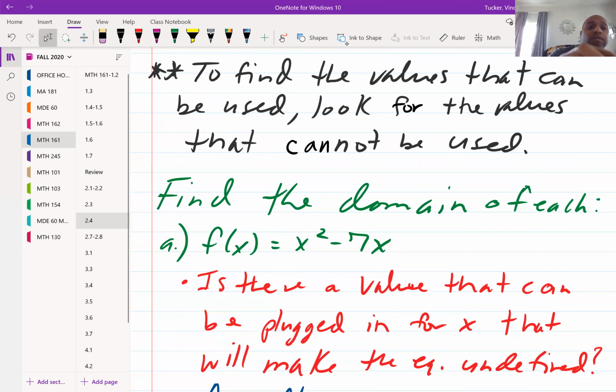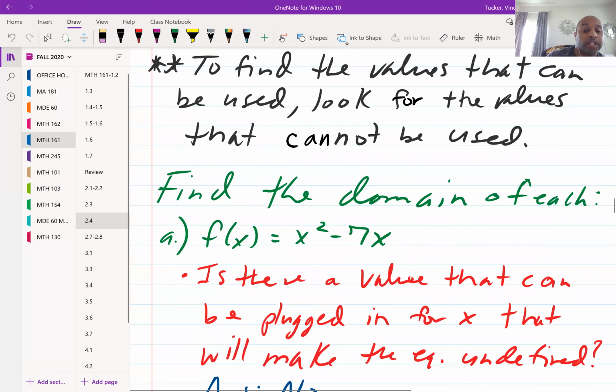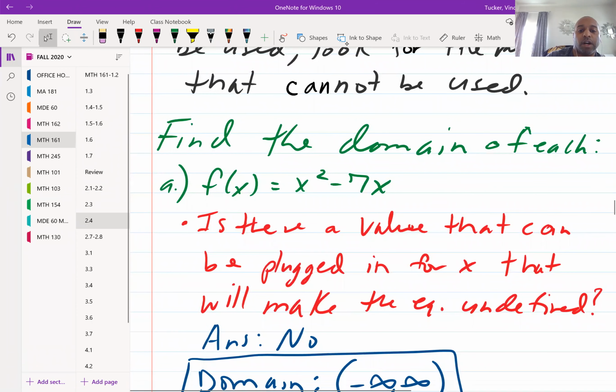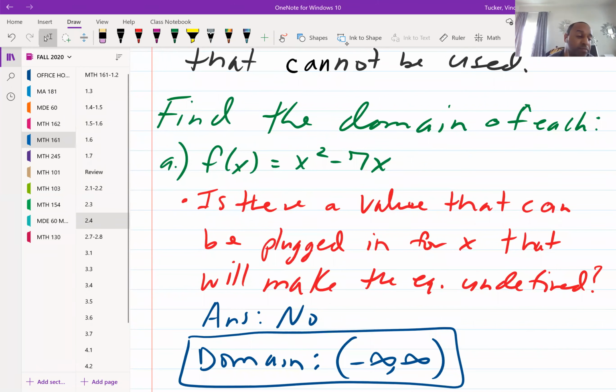In other words, once again, you're looking at this function to say, is there ever a situation where I can plug something into x and make it undefined? Is there anything that can make a quadratic equation, a parabola, undefined? So the answer is no. And like I said, you'll see in the next one what I mean by a pre-existing condition. So the domain is anything. You can plug in anything. So we're talking about negative infinity to positive infinity. There's nothing that you can plug into this function right here to make it undefined.